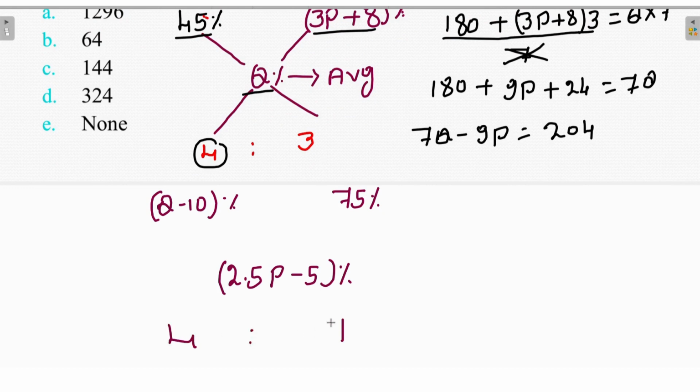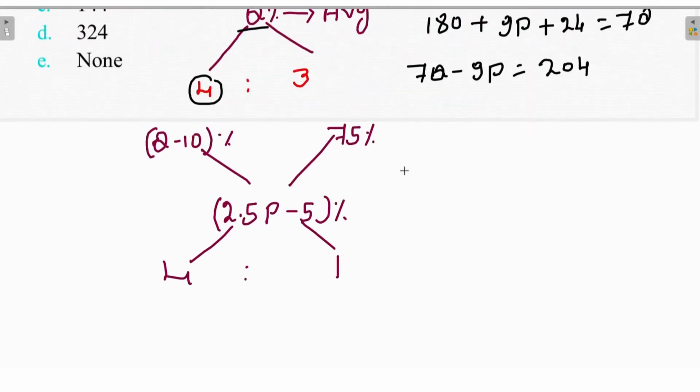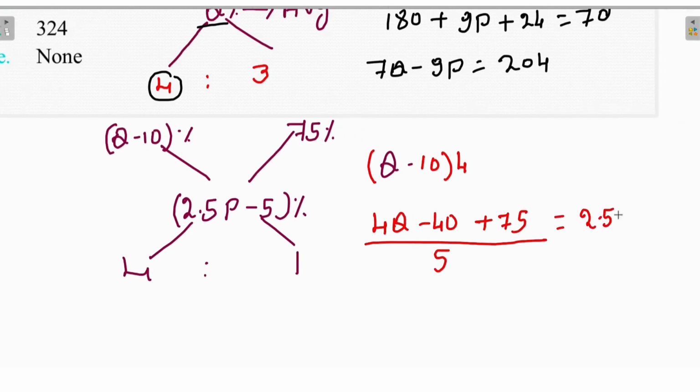In which ratio are we mixing? 4:1 ratio. This is again alligation, which we have to apply to find the mean value. To find the mean value, again the same method: q minus 10 into 4. Directly I can write 4q minus 40, but you have to understand. Anyway, let's write it directly: 4q minus 40 plus 75 into 1, divided by 4 plus 1, 5. I will get the average, which will be 2.5p minus 5. I am not taking percentage because it gets cancelled.